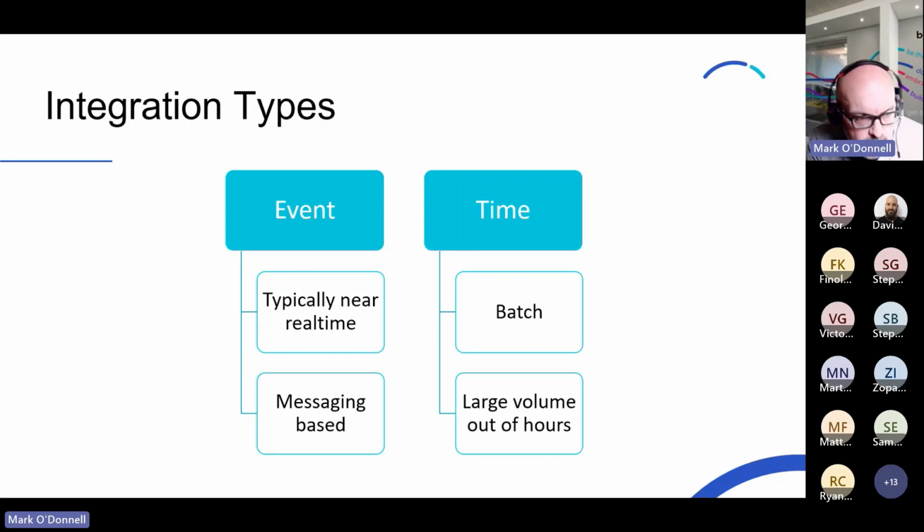So I'm going to split this out into broadly two types of integration here, and they can both be used to solve different problems. So I'm going to talk about near real time in this, as opposed to real time, just to differentiate between them. We talk about near real time because it's actually quite hard to do real time, and it usually means things are really expensive. And 9 times out of 10, near real time is actually good enough for the vast majority of applications.